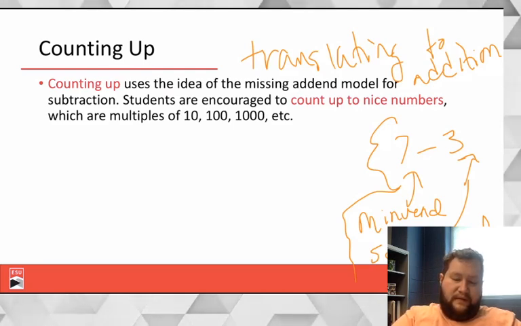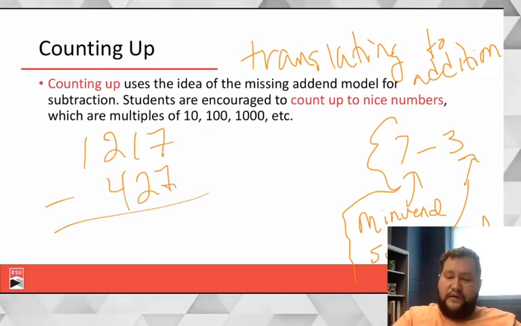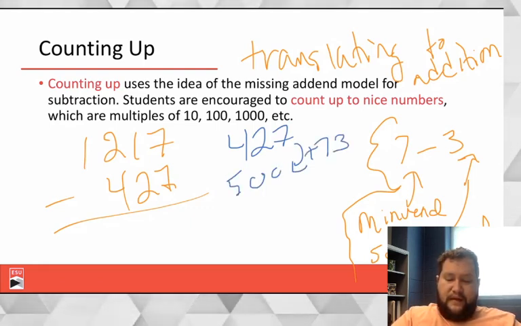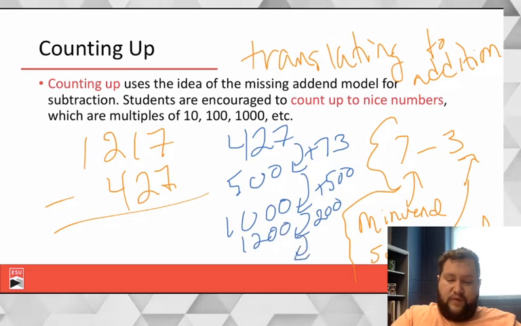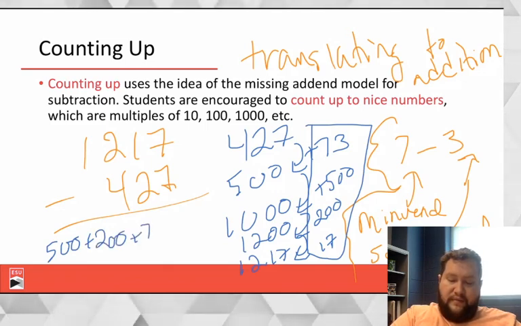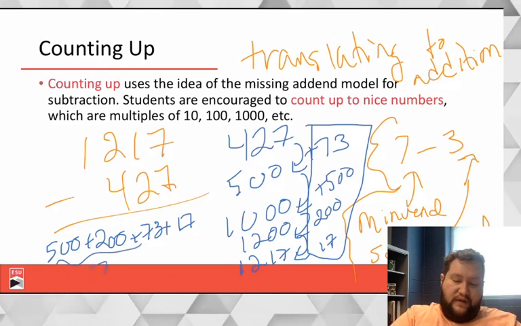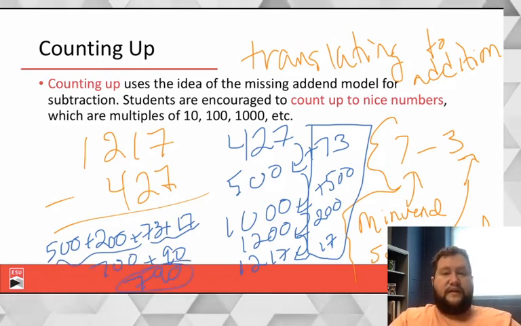So suppose we have 1,217 minus 427. How this would look in terms of counting up, well, we'd have 427, and I'd be like, well, I know that that's 73 more, gets me to 500, and then I can go up 500 more to 1,000, I can go up 200 more to 1,200, and then 17 more to 1,217, which means that these pieces that I added on, 500 plus 200 plus 73 plus 17, so that's 700, 73 plus 7 is 80, 90, 790 is our difference here.